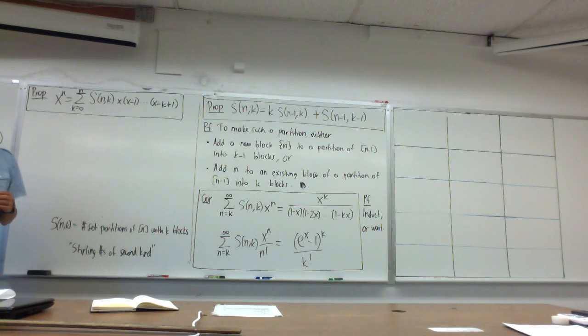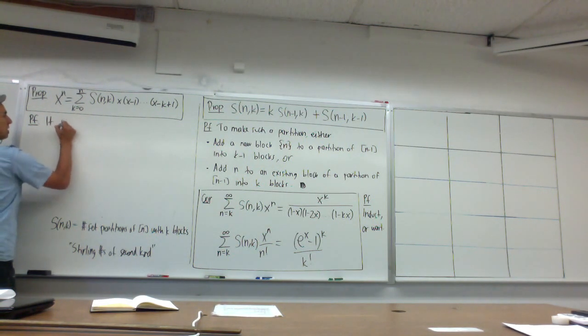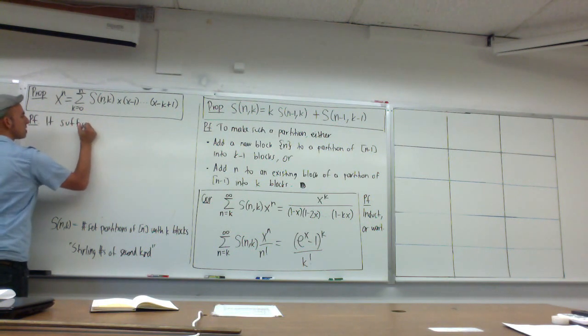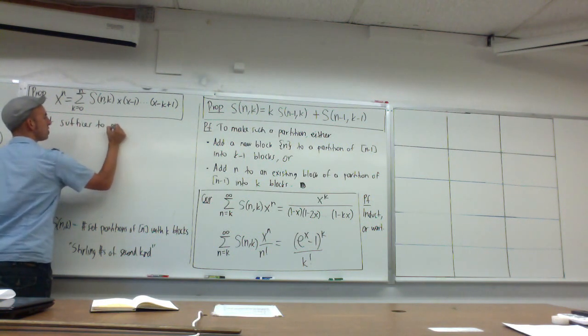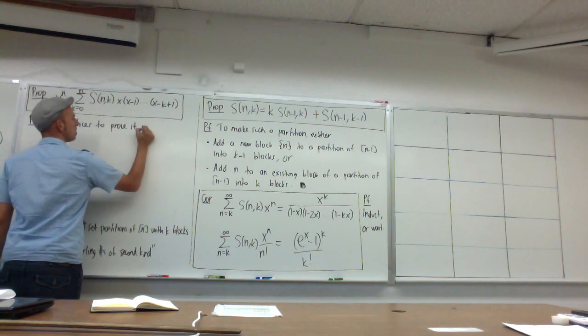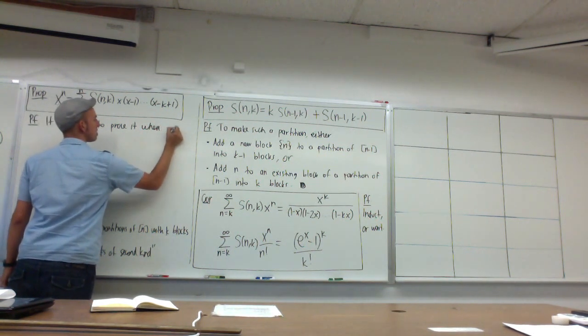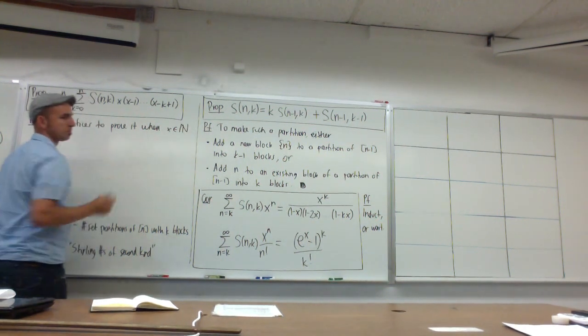We're going to do something nicer, which is that we are just going to assume that x is an integer. x is a positive integer. And we're going to prove it in that case. And I claim that that is sufficient. It suffices to prove it when x is a natural number.